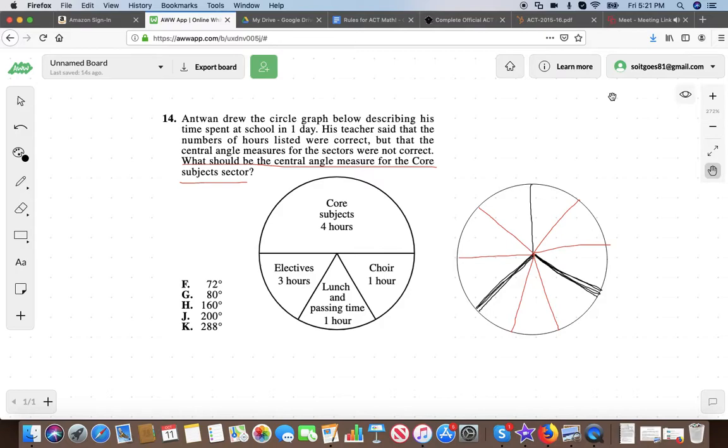So, wait, do I have not? Hold on. Let me double check. 1, 2, 3, 5, 6, 7, 8, 9. Okay, good. All right. So, the question is, what is the central angle for the core subject? Well, how many hours is the core subject thing? 4 hours. Okay, so let's take 4. Do 1, 2, 3, 4. 4 hours here. Okay. And mark them off here.